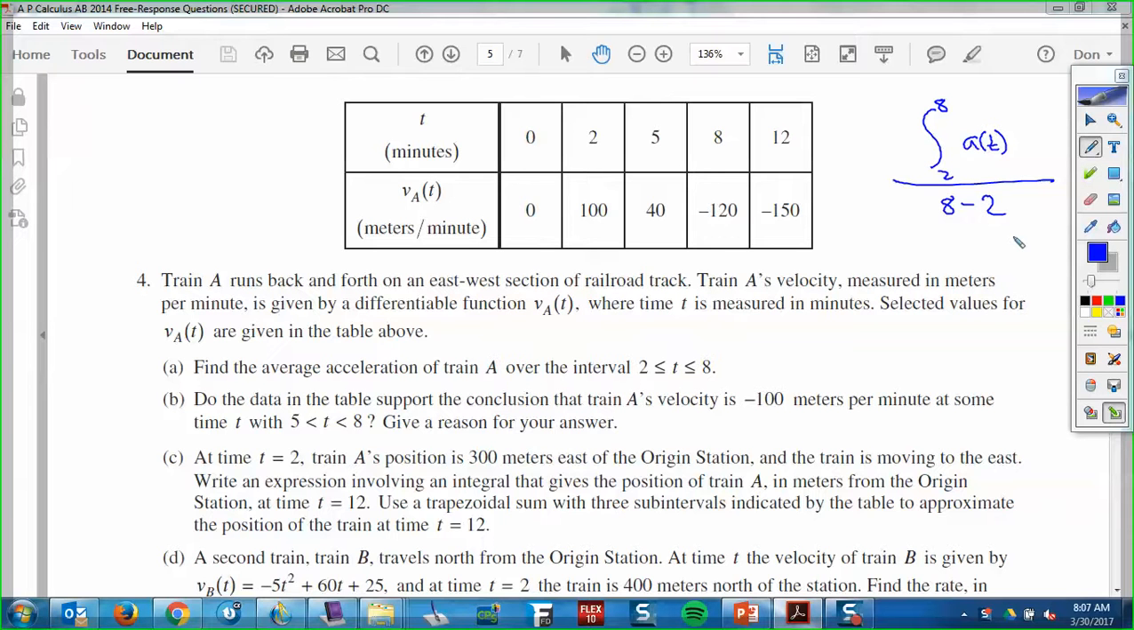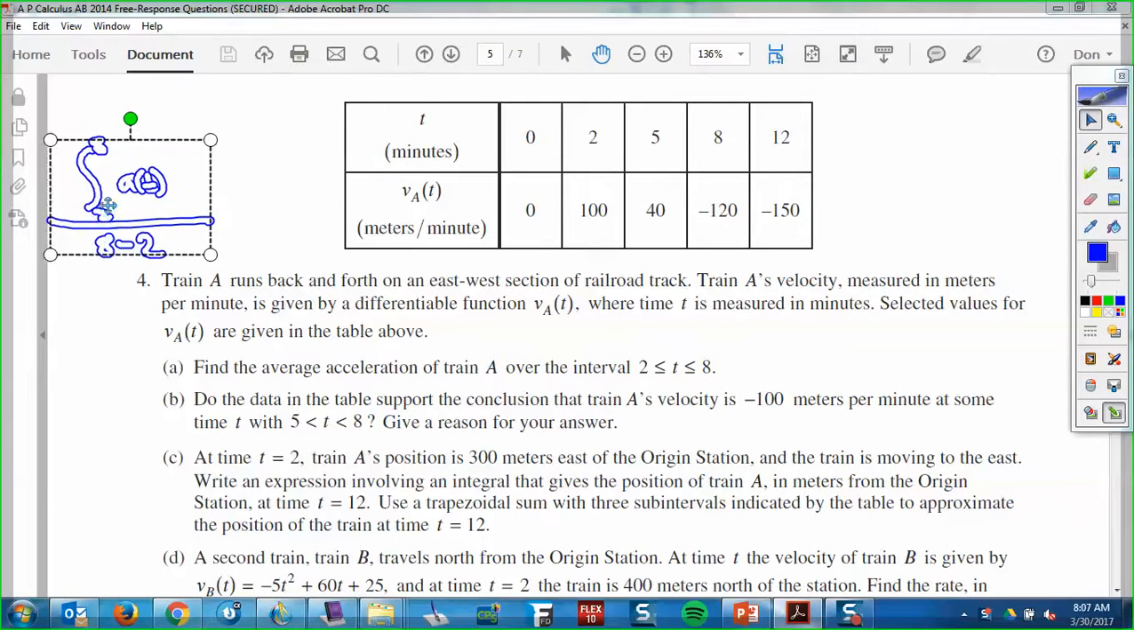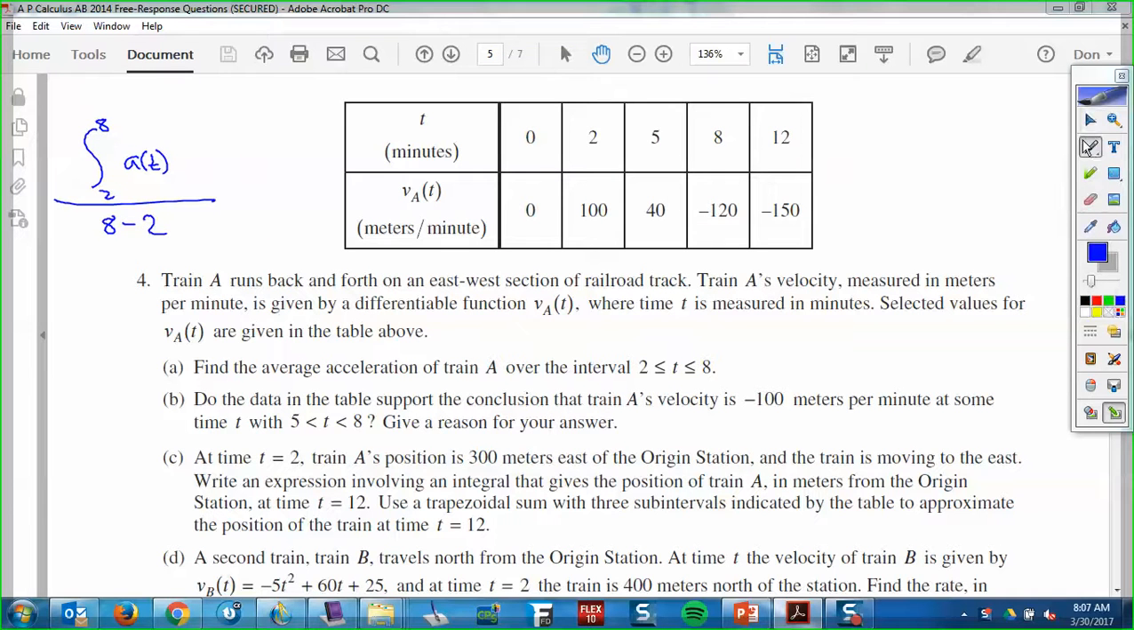But do we have an acceleration function? No, we have a velocity function. But here's where they're connected. If you were going to work this out, what would the fundamental theorem part 2 tell you about the integral of acceleration? It's velocity, right? So this would be v of 8 minus v of 2 all over 8 minus 2.